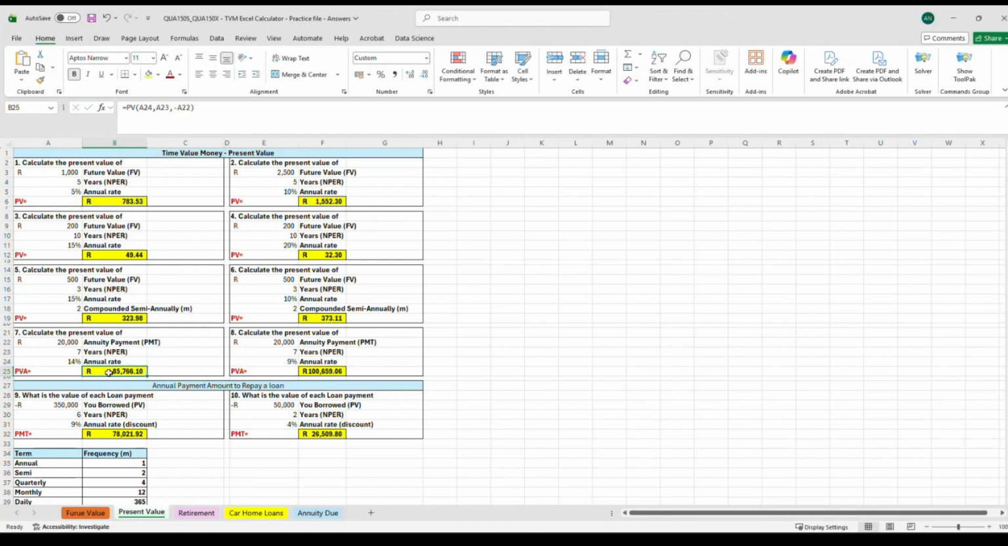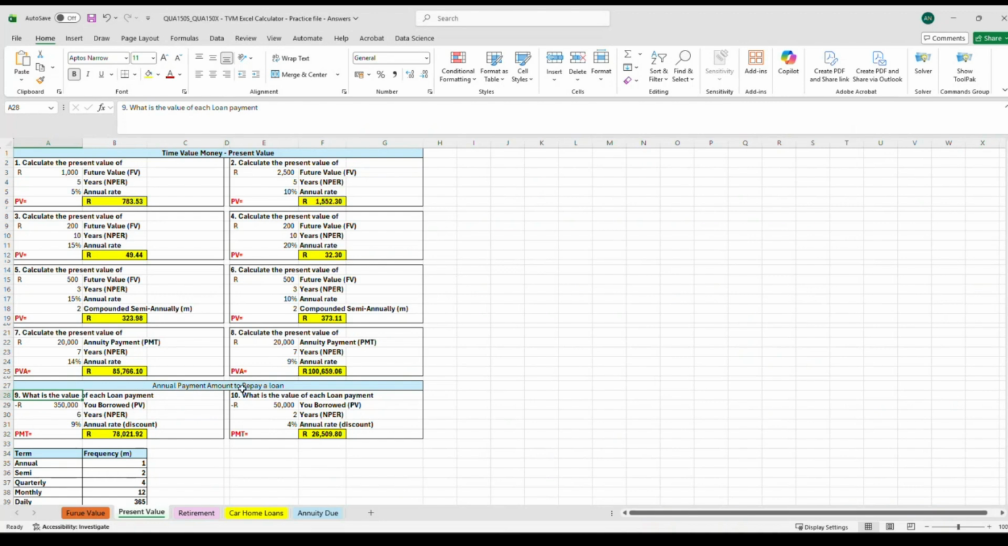Then we get our answer that is positive. So 7 and 8 is the same formula. So you always need to look, what do we have in our detail? Because not all the time it will be PMT, sometimes it will be FV. But yeah, basically. 9 and 10 is now asking us to calculate what is the value of each loan payment.